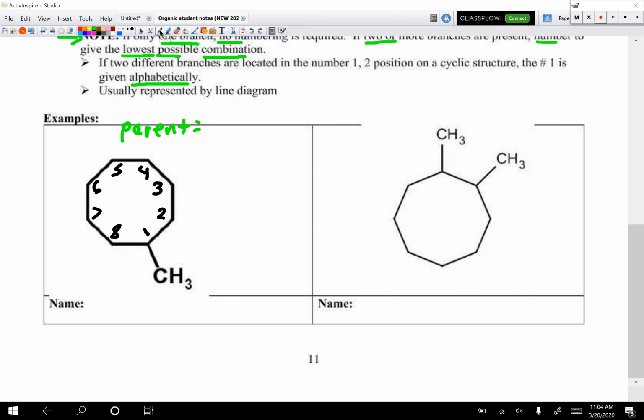I'm going to try to write it. Cyclooctane. And yes, there are two O's together. Now, as for our branch, this is the only one that we have right here. It is one carbon. One carbon is meth. And to signify it is a branch, we end it with YL.